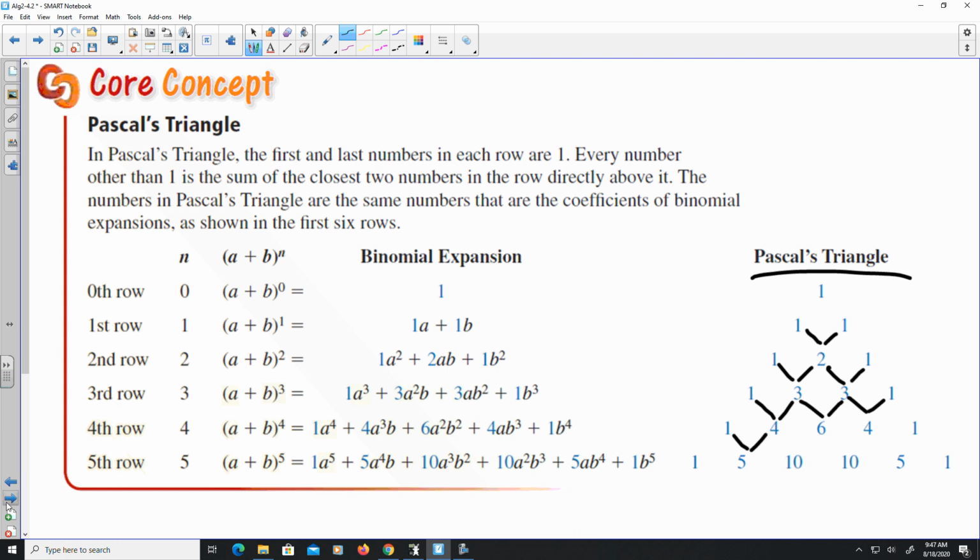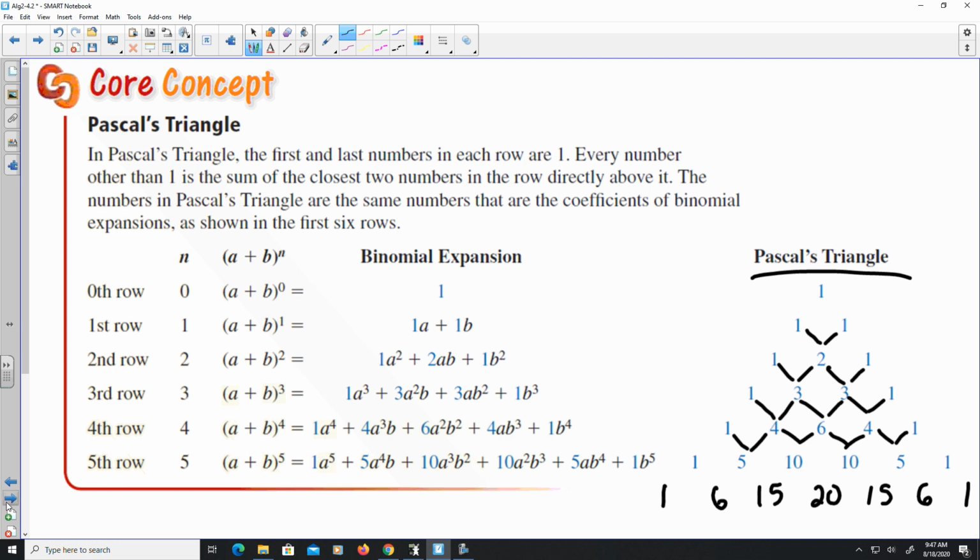1 and 4, 5. 4 and 6, 10. 6 and 4, 10. 4 and 1, 5. If you were to go another row, you would put another 1 here. Between these two would be 6, because 1 plus 5 is 6. You would get 15, 20, 15, 6, and 1. And that keeps going on and on.